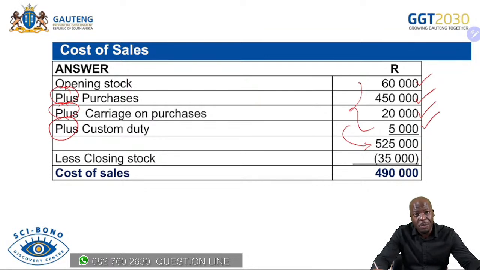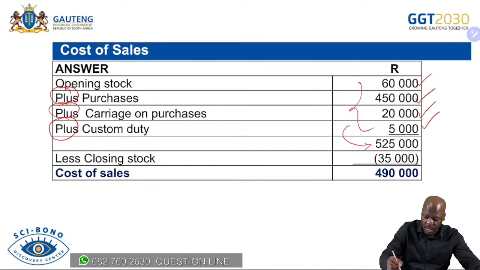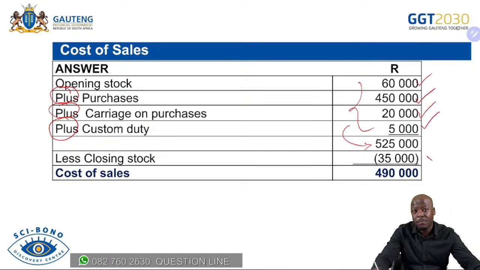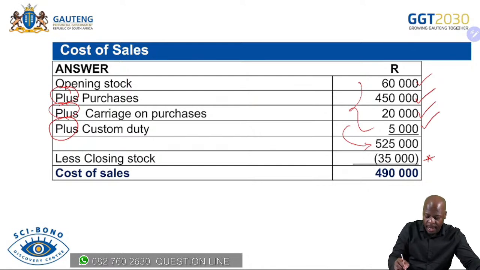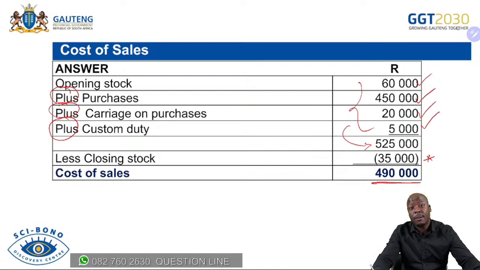I still have to come and subtract my closing stock. And then I subtract my closing stock of 35,000. When I've subtracted my closing stock of 35,000, I will then get my 490,000, which becomes my cost of sales.